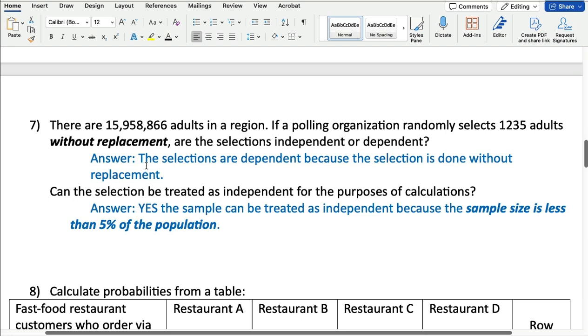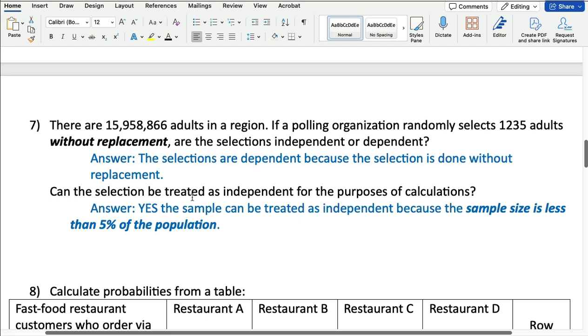So this is about independent events. Are two things independent or two things dependent? And so we have a kind of twofold part of our answer here. The first is, regardless of the size, even though the population is huge, the selections are dependent because the selection is done without replacement. So by definition, that selection was done, and the results for each observation will be dependent observations.